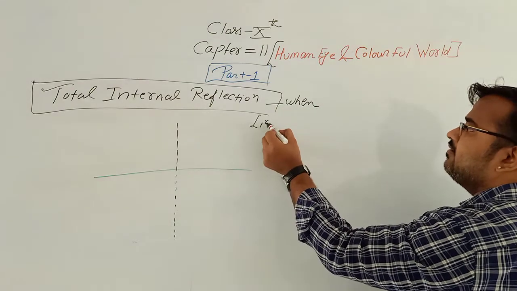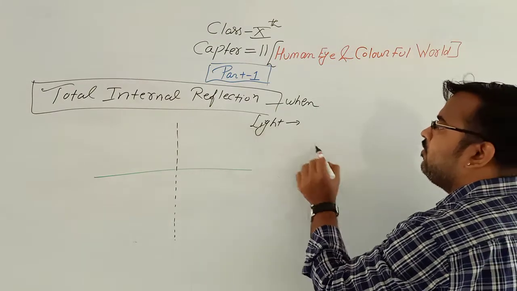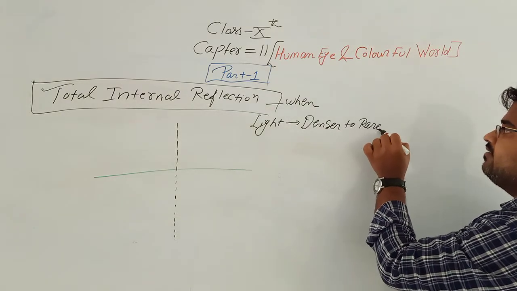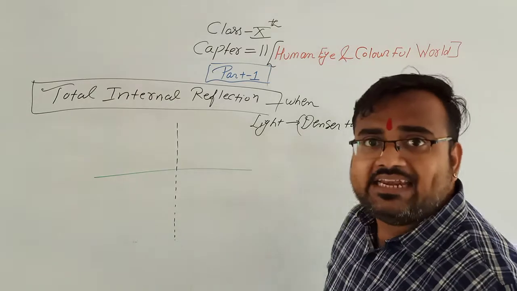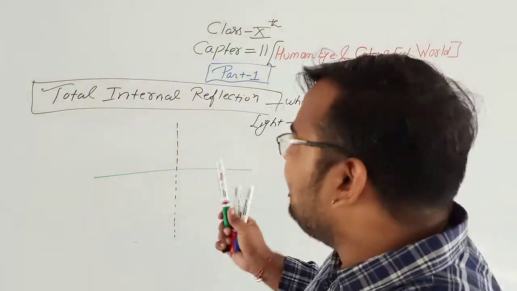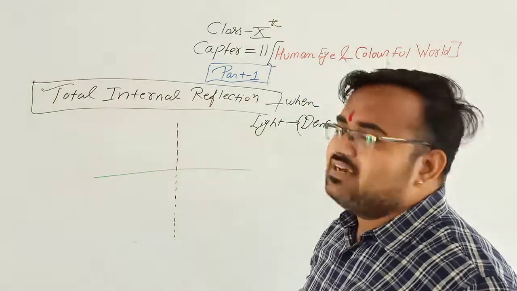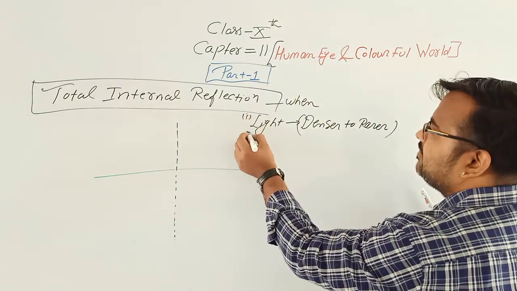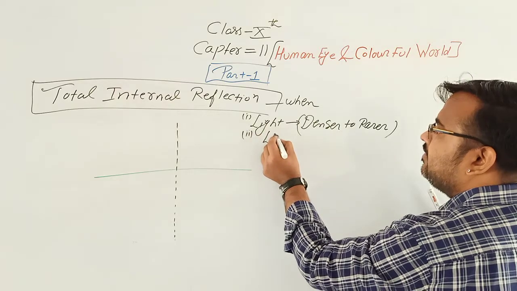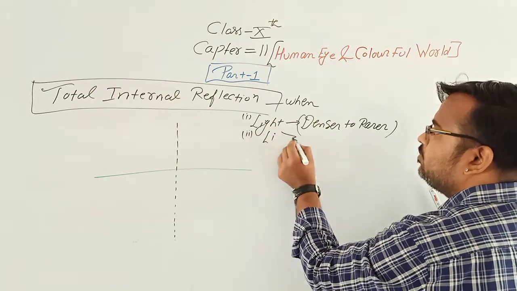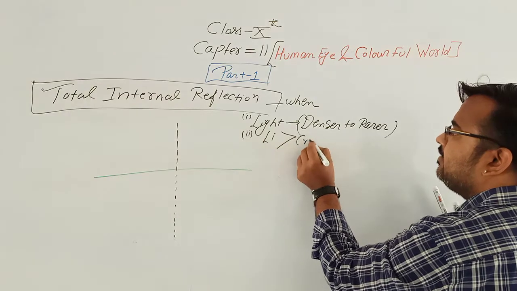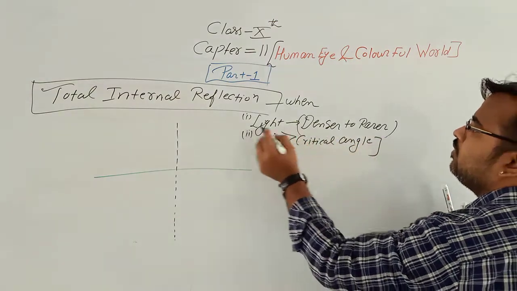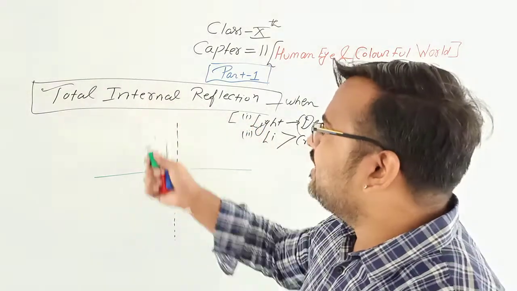Total internal reflection is there when light travels from denser to rarer. When the light travels from denser to rarer, then only total internal reflection is obtained, otherwise not. And the second thing is, the angle of incidence should be greater than the critical angle. Now these two conditions should be there for total internal reflection.